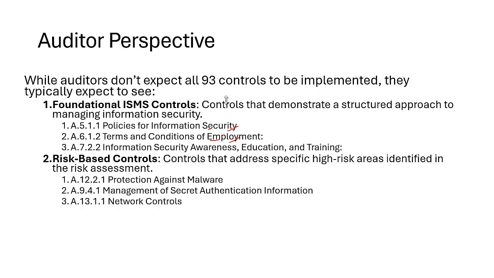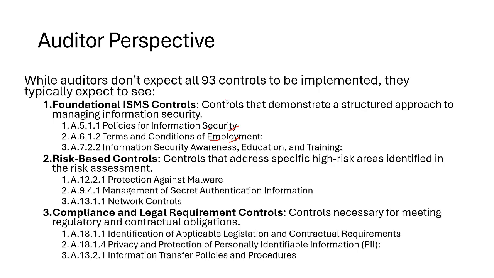Then we have some risk-based controls, which the auditor will check, especially protection against malware, management of secret authentication, and network controls. Then compliance requirements, where the controls are related to the compliance and legal requirements we have, such as identification of applicable legislation and contractual requirements. From the aspirants' point of view, we have to comply with relevant legal, contractual, and regulatory requirements such as data privacy laws, GDPR because we have a client in the EU, DPDP in India, and PDPL in Saudi, right? So the auditor will check these areas.